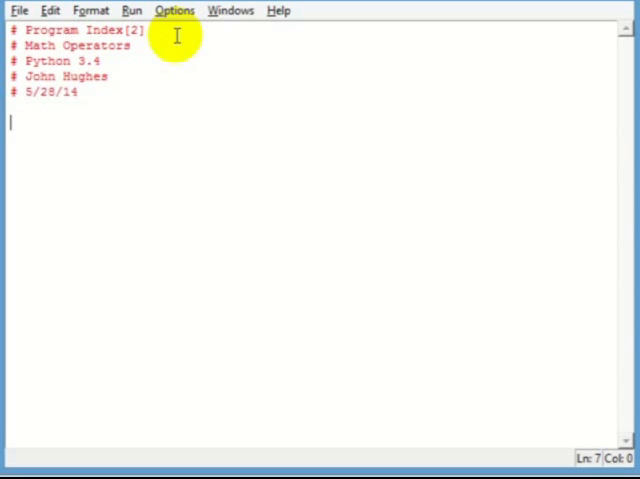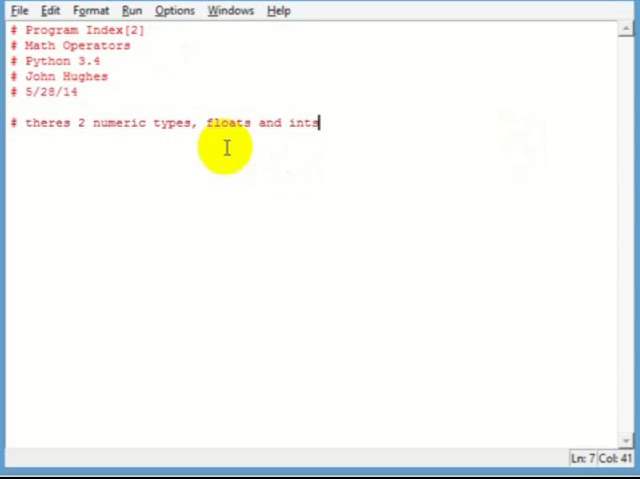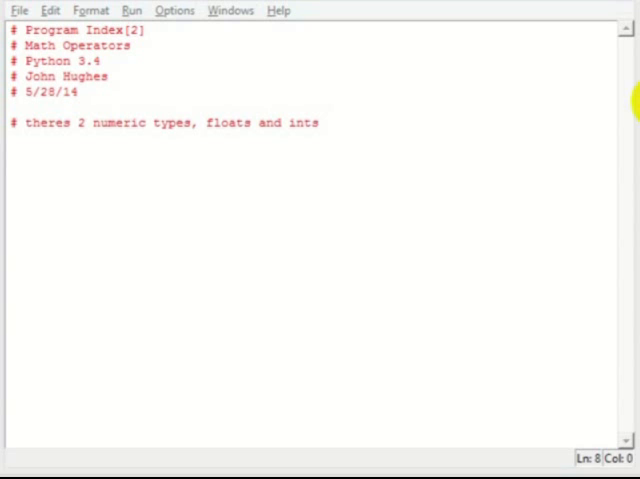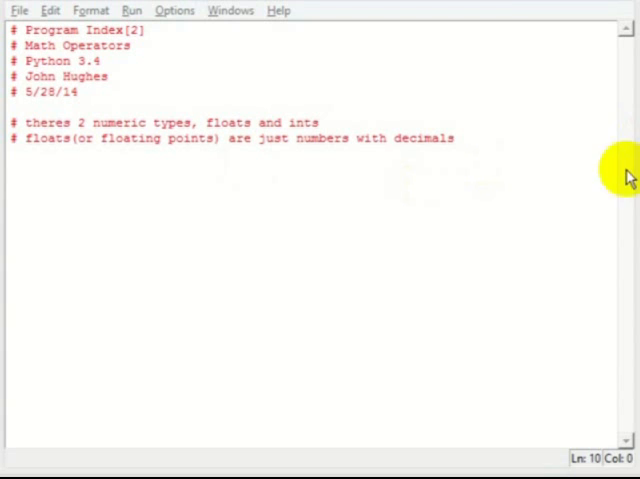Alright, to begin with, there's two different numeric types, floats and integers. And I'm going to be doing a lot of copy and pasting today because I've got a lot to write. Floats, or floating points, are just your numbers that have decimals in them. And on the contrary, integers do not have decimals in them. And there ain't very much difference besides that. So let's go ahead and go over the math operators.